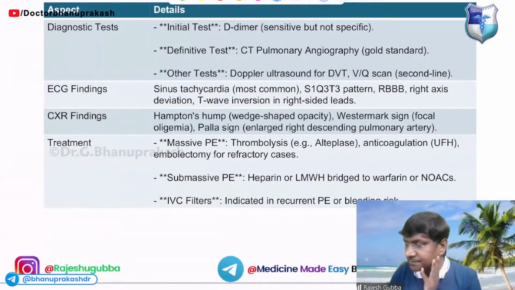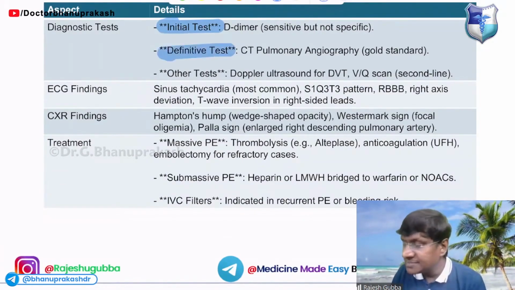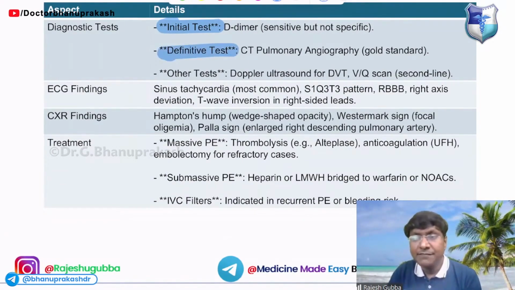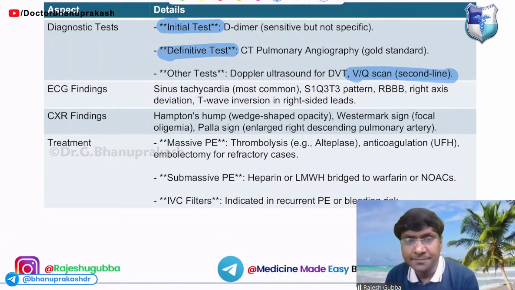Then how do you work up? The initial test will be D-dimer, but it is not specific because D-dimer is elevated in multiple conditions. The definitive test is CT pulmonary angiography. But if you are not able to do CT pulmonary angiography, a ventilation perfusion scan has to be done.